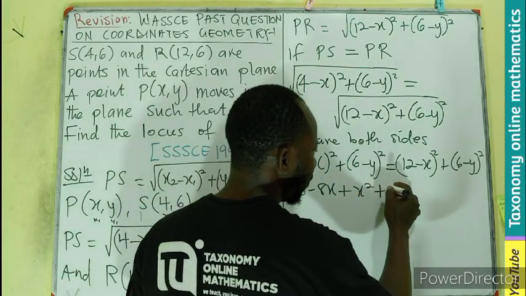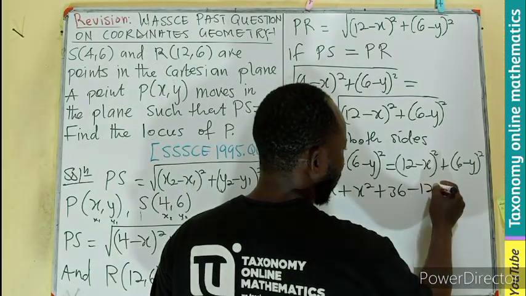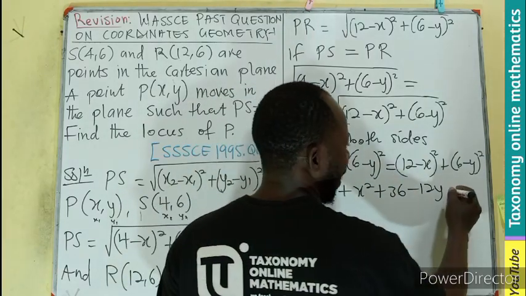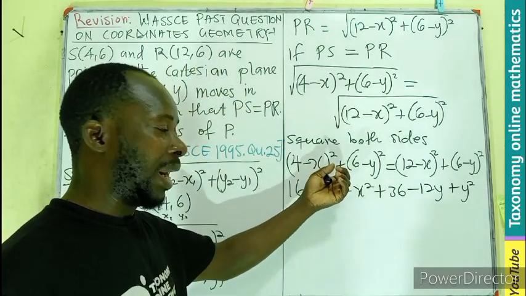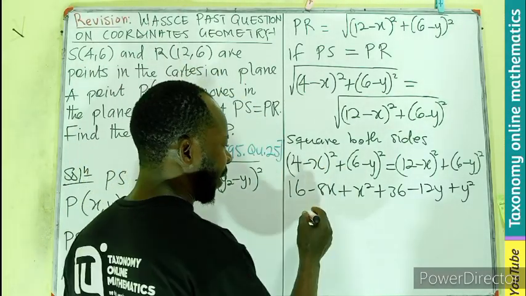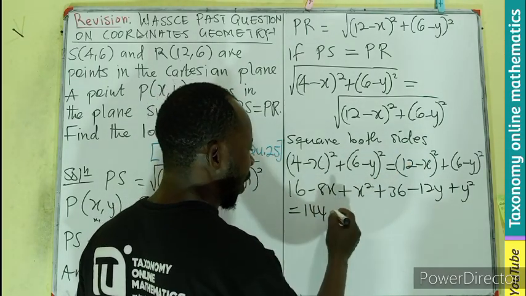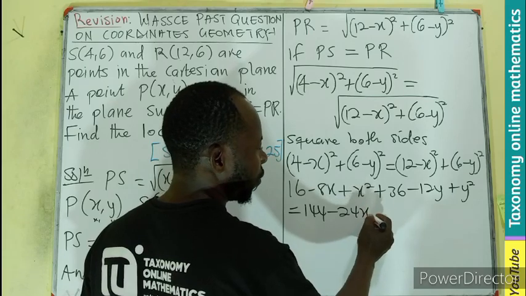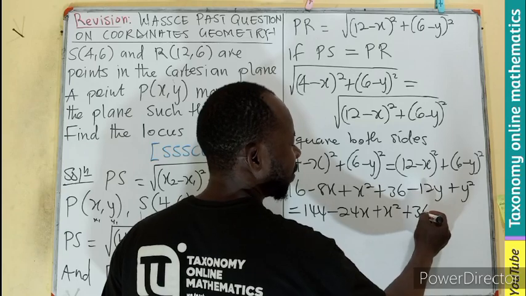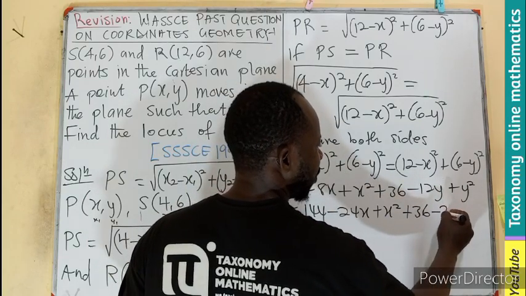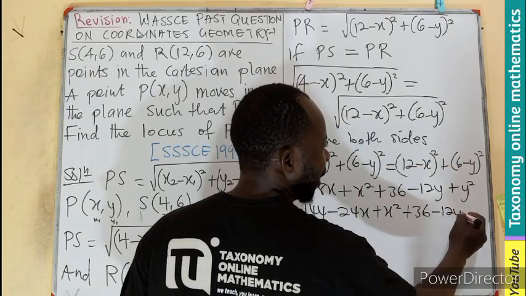The same thing happens here. Square the first: 36. Their product will be minus 6y, twice of that is minus 12y. Then we square the last, that will be plus y squared. That is only for the left-hand side of the equal sign. So that is equal to, square the first: 144, twice the product: minus 24x, square the last: x squared. Then we have 36, then minus 12y, then plus y squared.